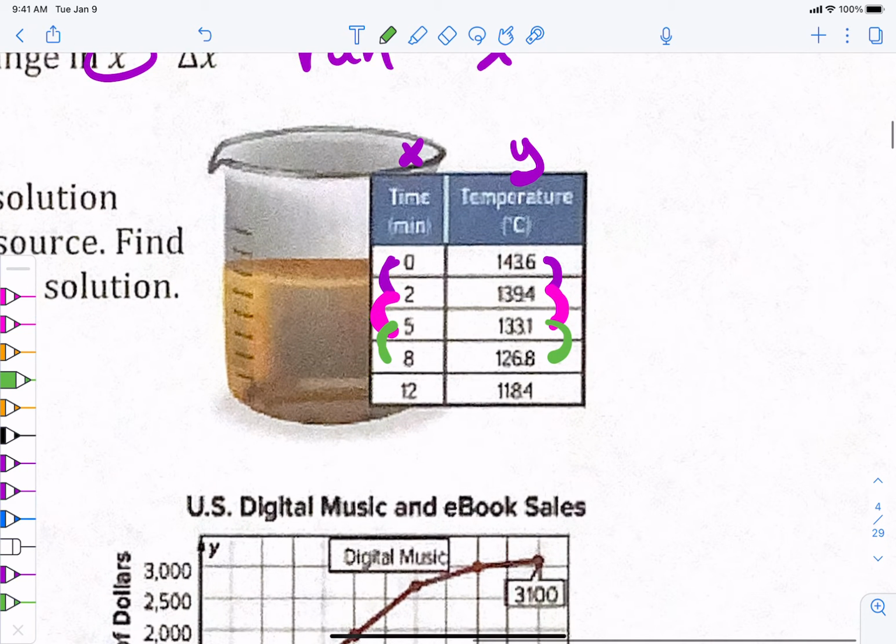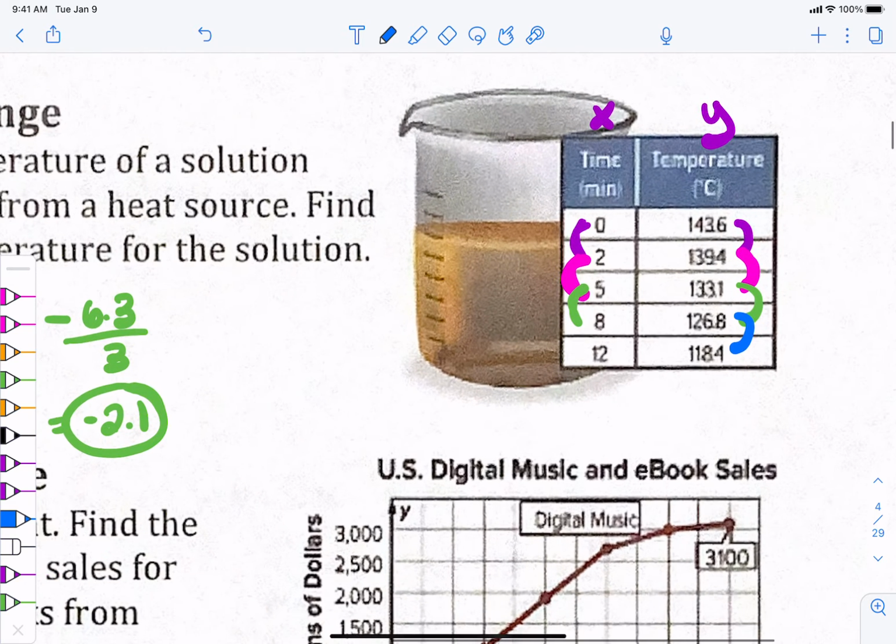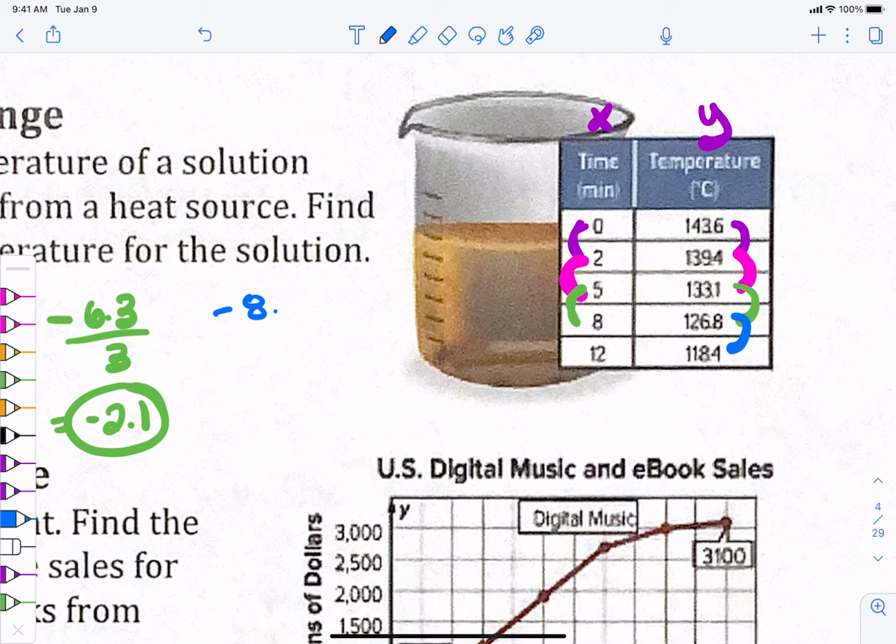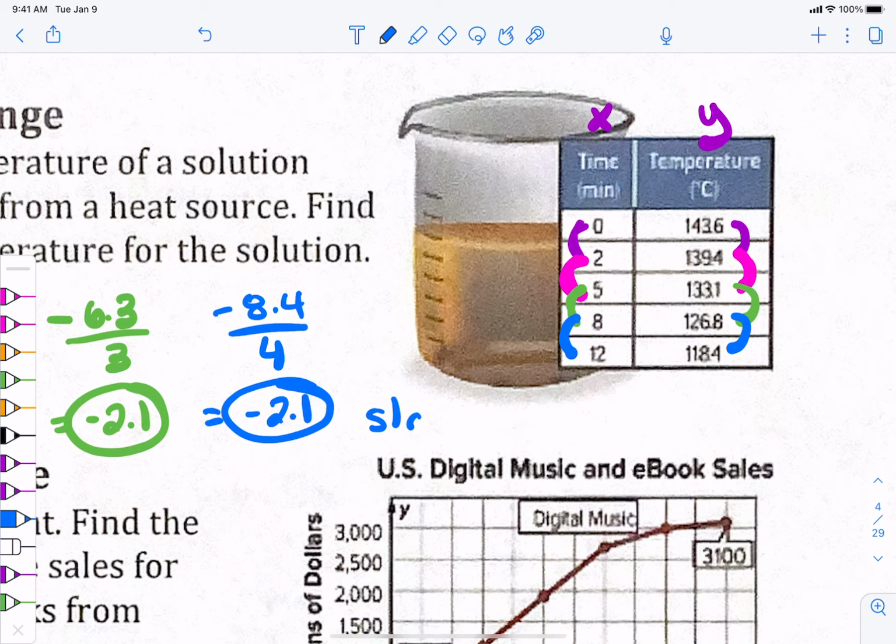Okay, and the last one, it's going from 126.8 to 118.4. That is going down 8.4 this time, but it's in a matter of 4 minutes instead of 3, right? So negative 8.4 divided by 4 is negative 2.1. So the slope, or the rate of change, is negative 2.1.